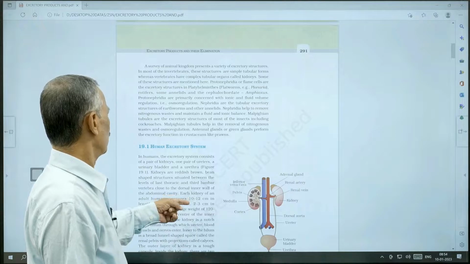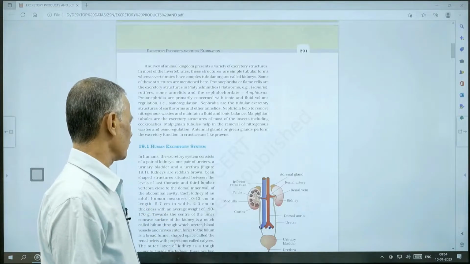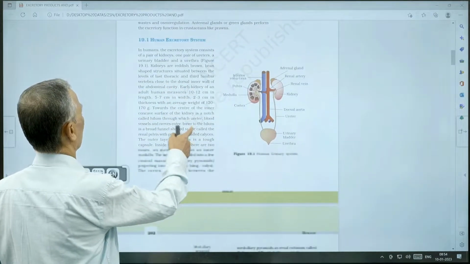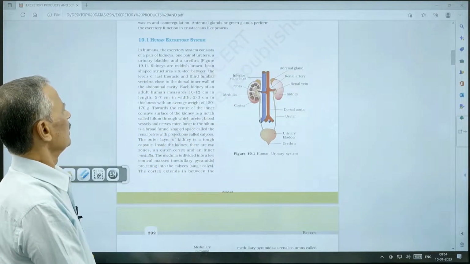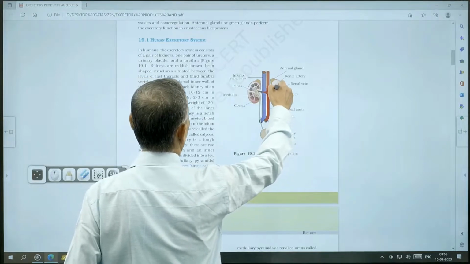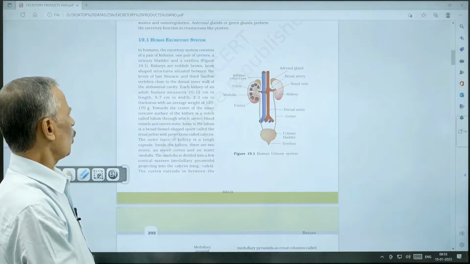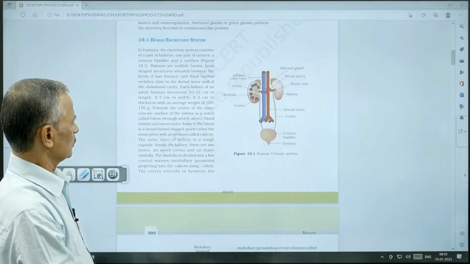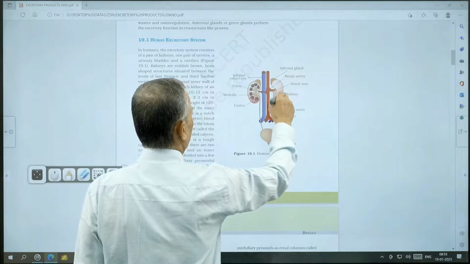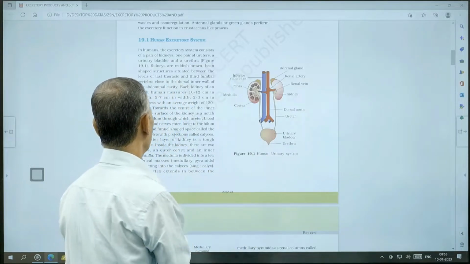Having a size of 10 to 12 centimeter in length, 5 to 7 centimeter in width, 2 to 3 centimeter in thickness, and will be weighing about 120 to 170 gram. Each kidney is a bean-shaped structure with a convex outer and a concave inner part. On that concave inner surface, there is a notch called hilum. Through this hilum, the renal artery is entering in. Renal vein is coming out. And the duct of the kidney called ureter is also coming out.